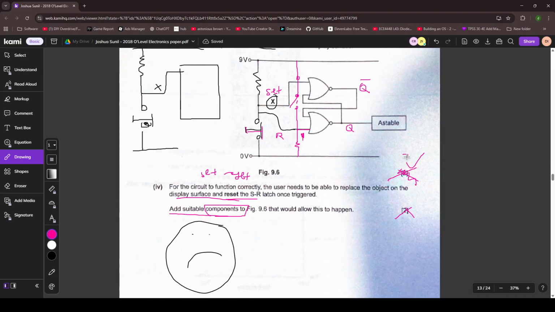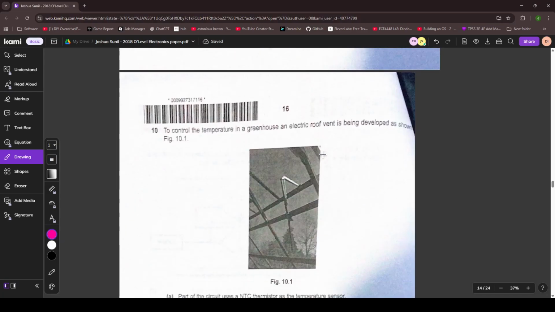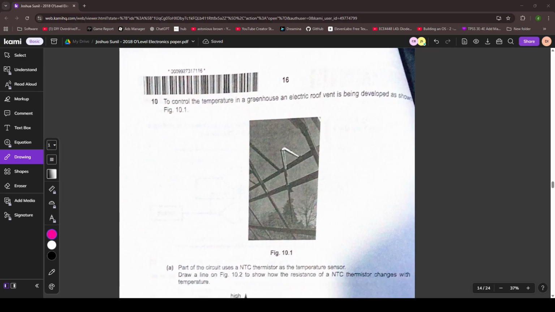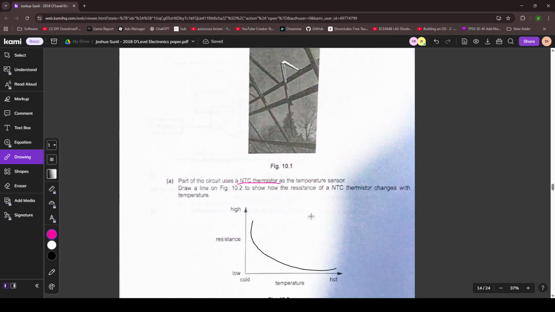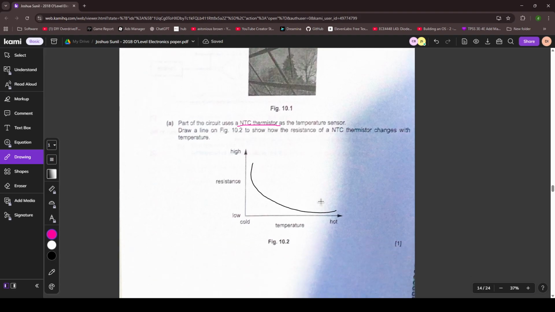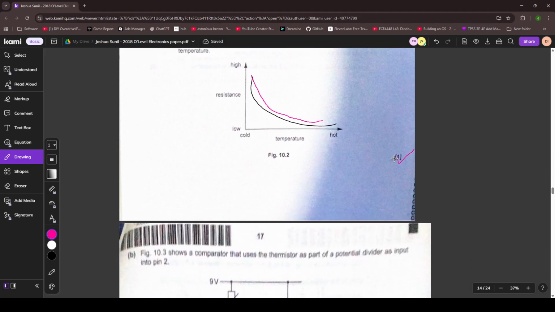2. Okay, 2 marks. To control the temperature in a greenhouse, an electric roof vent is being developed as shown. Part of the circuit using an NTC thermistor. So draw a line. Okay, I'll accept this. But the fact that there's a curvature on top is kind of wrong already, because this is not valid. It would have been better if you did this, such that nothing is overlapping, because this is wrong already. But I'll give you the mark anyway.